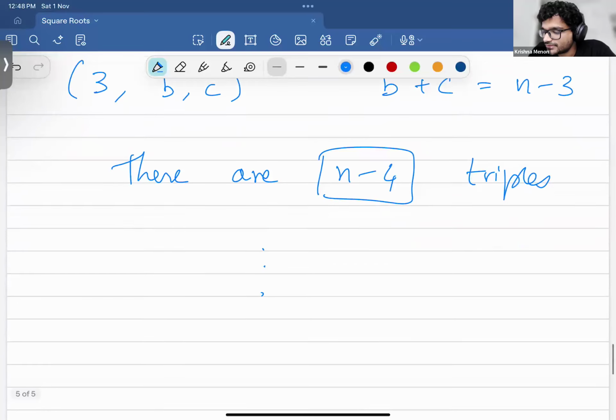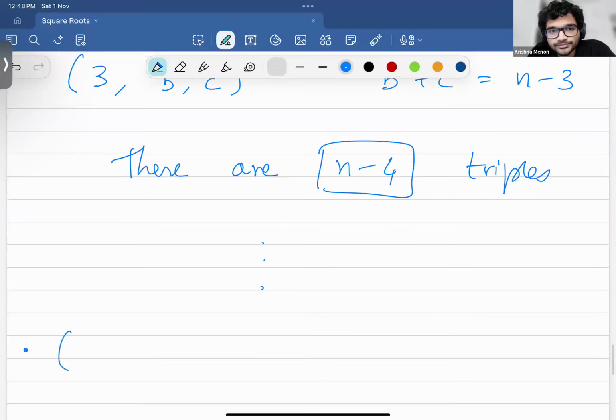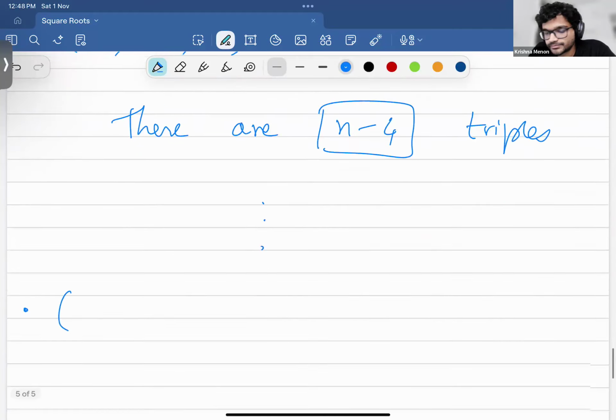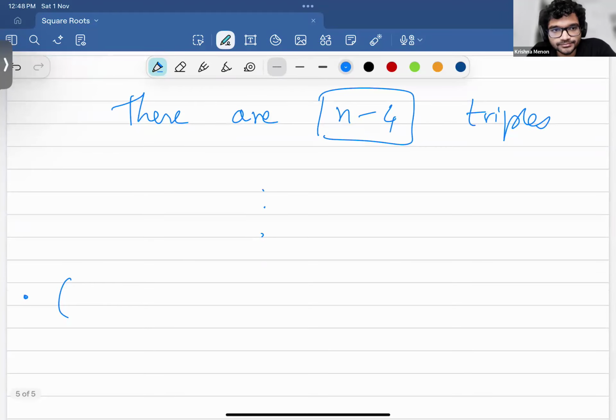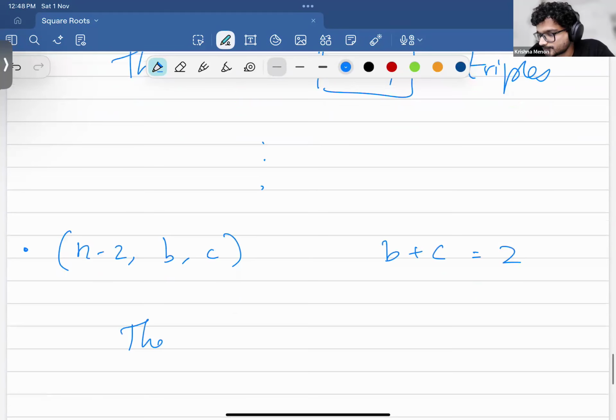Can you repeat? Sorry. We cannot have N minus 1, comma B, comma C because that would involve either B or C being 0. So the last thing we can have is N minus 2, comma B, comma C, which means that B plus C is 2. And there's only one way to do this since B and C both have to be 1. Yes.